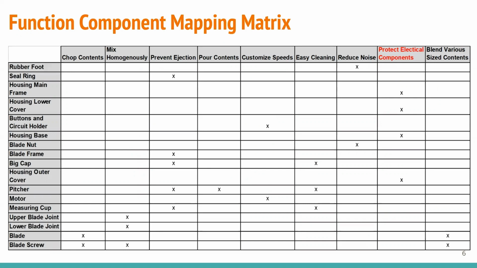The most important components are typically those which have the most checked functions, which includes the big cap, pitcher, measuring cup, blade, and blade screw. However, some functions are more important than others, and although they are not marked often, their single function is the main part of the blender. This includes components such as the housing base, housing outer cover, and motor.